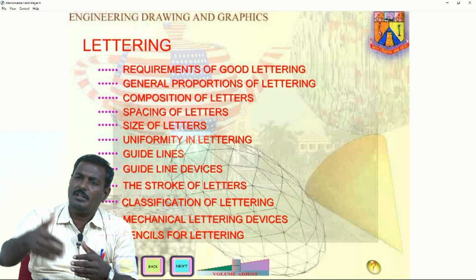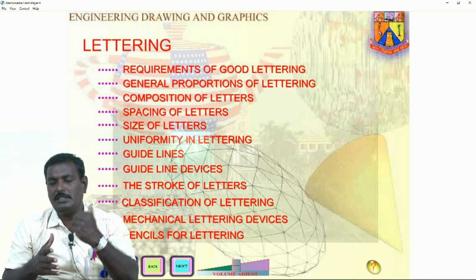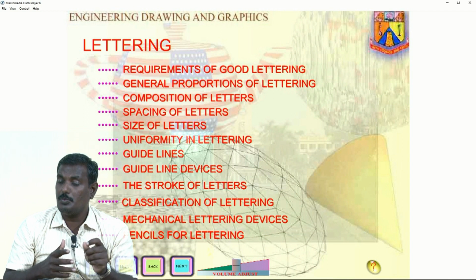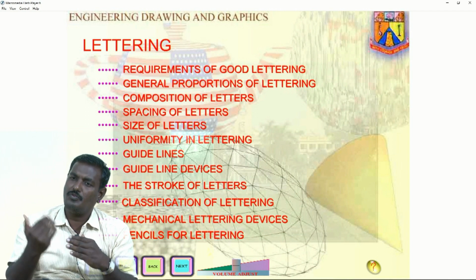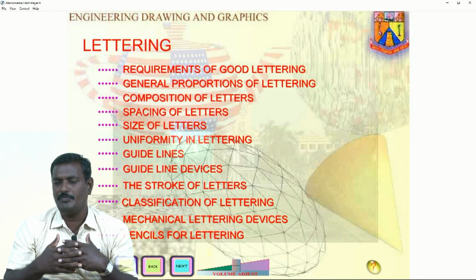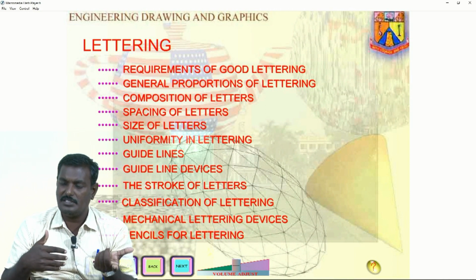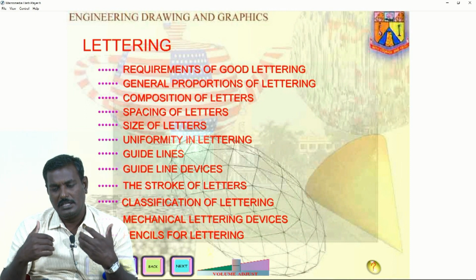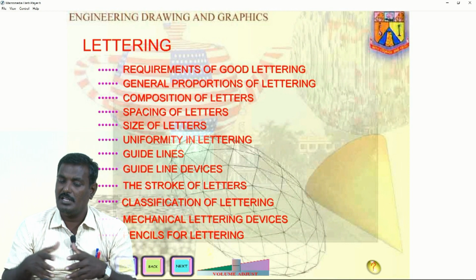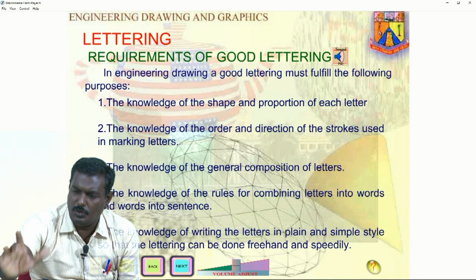There are many objectives. Why do we go for it? Requirements of good lettering, that is the purpose we go for lettering. General proportions of lettering: how to follow the letters, how to sequence the letters, and so on. Composition of letters, how to combine them together, then spacing of letters, size of letters, uniformity, guidelines, guideline devices, stroke of letters, classification of lettering, mechanical lettering and pencil lettering. There are many things; let us see them one by one.